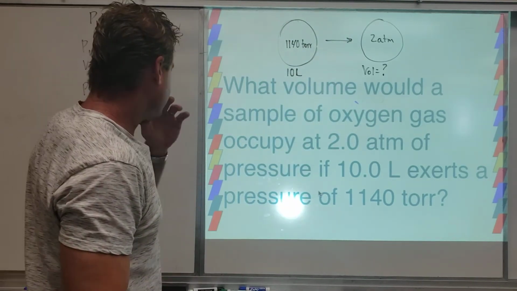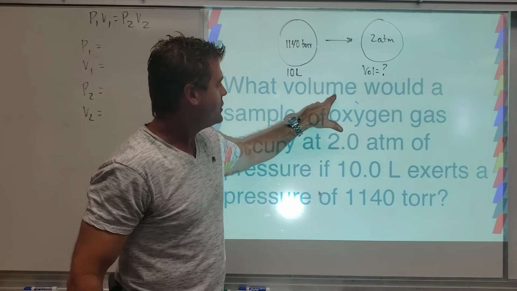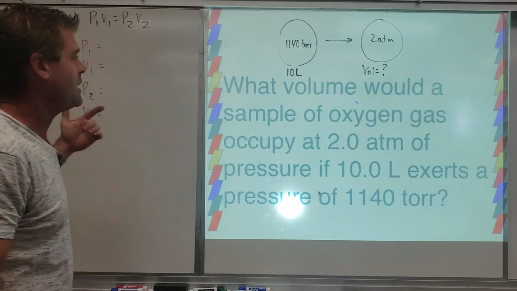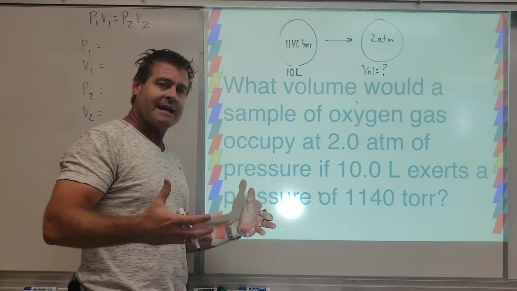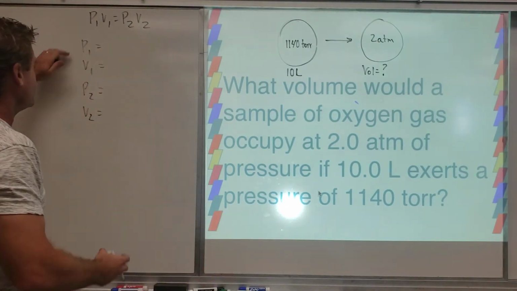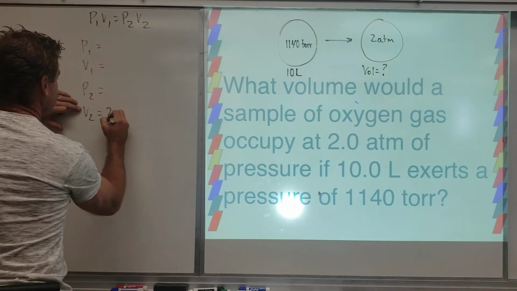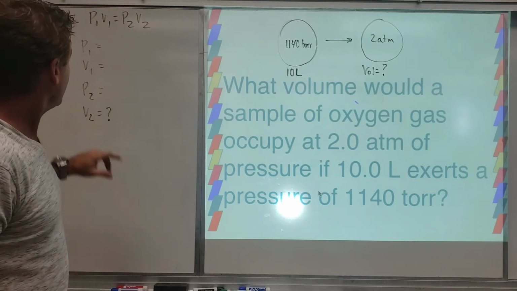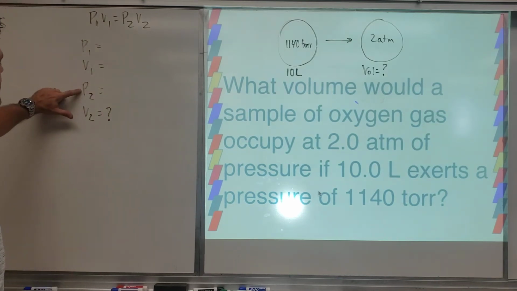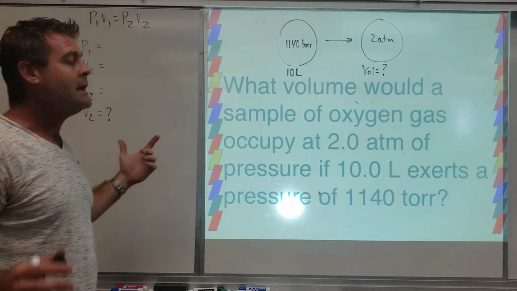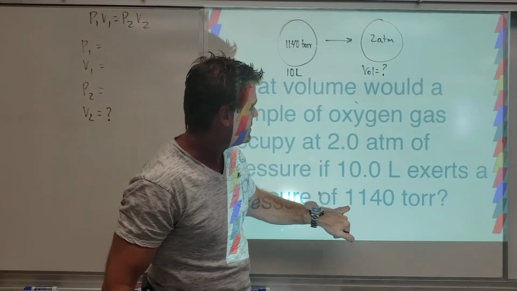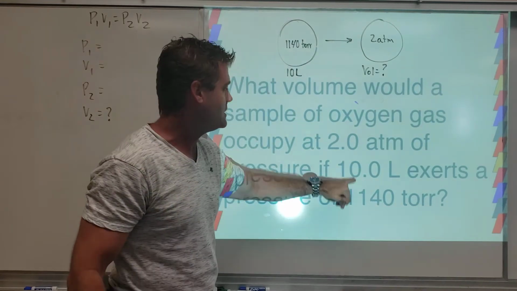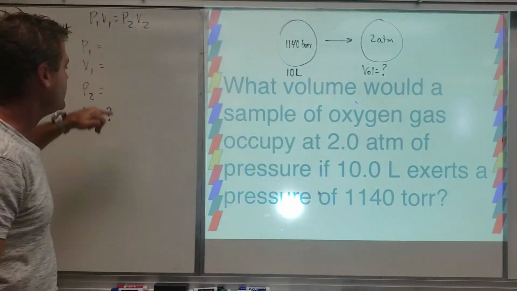Now notice it says what volume, okay? So we know a question mark's going to be on our volume. And typically what you're going to do is put that in the second set. So you're typically going to put your question mark in your second set. So now we need to figure out, what is P2 that corresponds to V2? The difficulty is that you have 2 pressure units. You got 2 atmospheres and you got 1,140 torr. The question is, which one of those goes with my unknown volume?